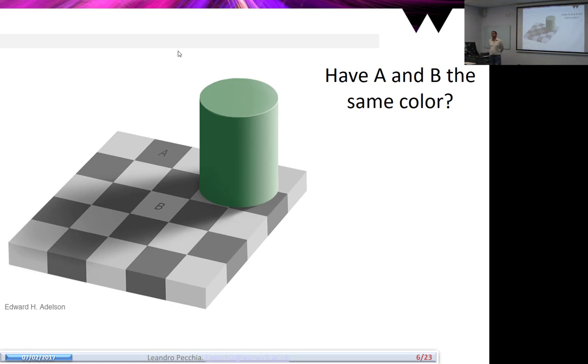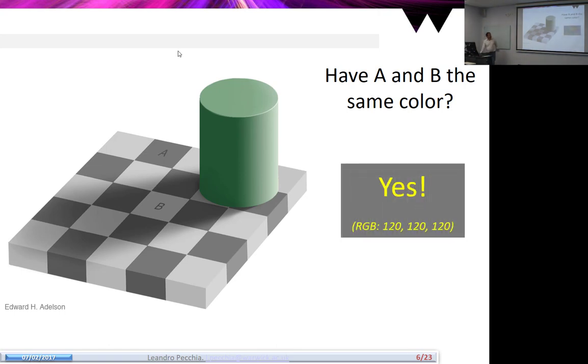Many of you think it's different? And indeed it is, because it is the same. It's just that your brain is processing this information in regard to whatever it is around and not as an absolute content. Let me show you that they are the same.